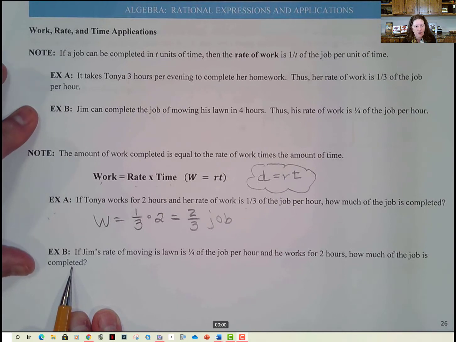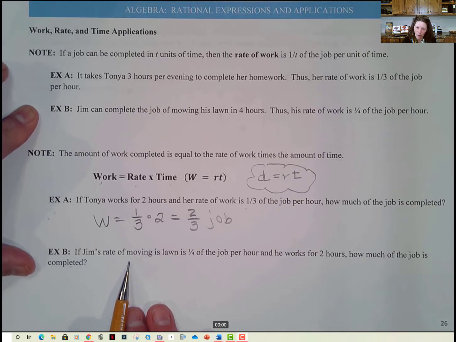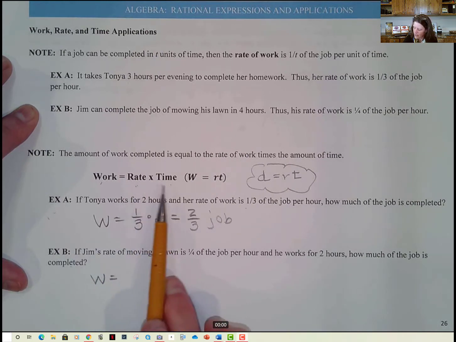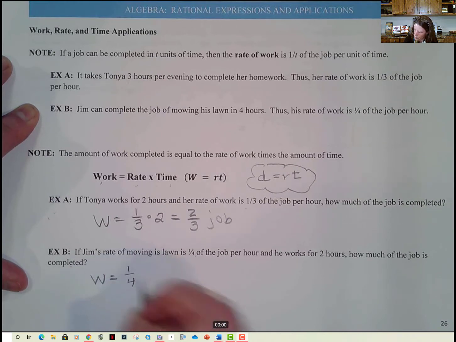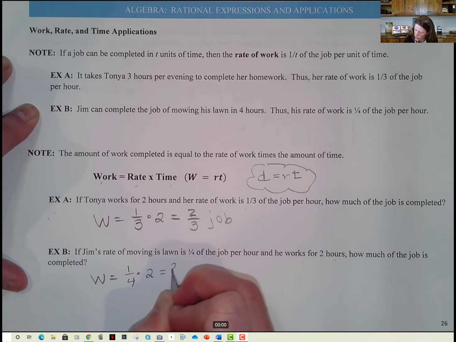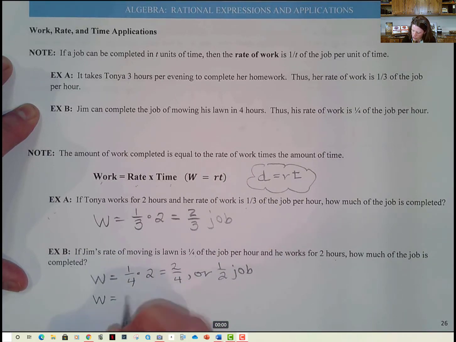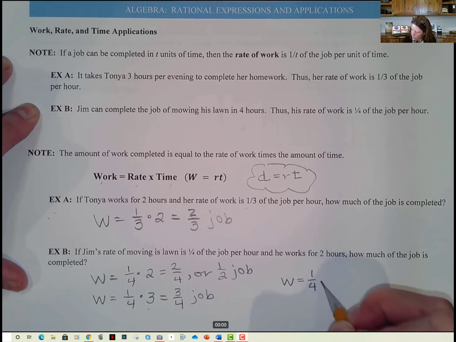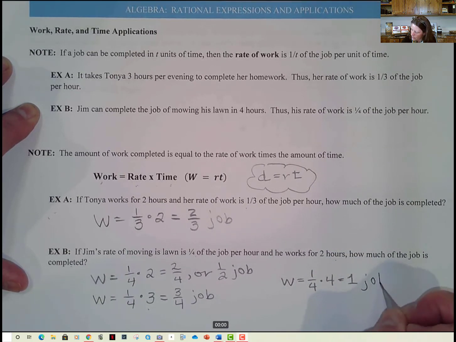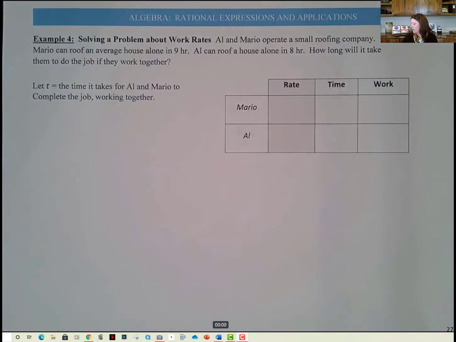And in part B, if Jim's rate of mowing the lawn is 1/4 of the job per hour and he works for 2 hours, how much of the job is completed? Well, work is rate times time. And Jim's rate is 1/4 of the job per hour times 2 hours. That's 2/4, or 1/2 of the job is complete. Well, let's just add a little bit to this. How much of the job would he complete in 3 hours? Well, 3/4 of the job. And lastly, how much would he complete in 4 hours? Well, 1/4 times 4 is 1. He would complete 1 full job. He would finish mowing the lawn, wouldn't he? All right, I think we're ready to work an application.